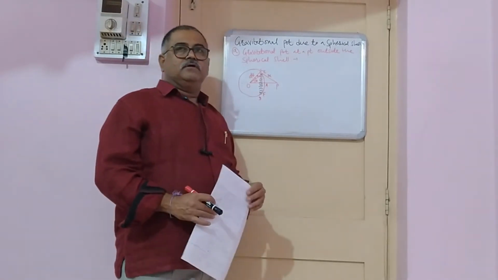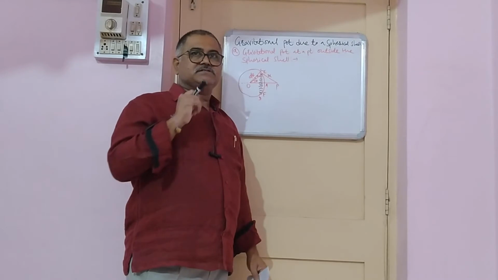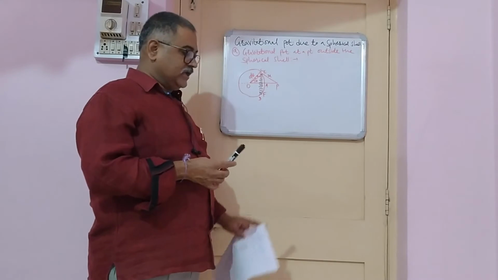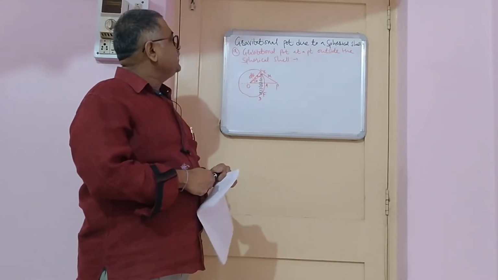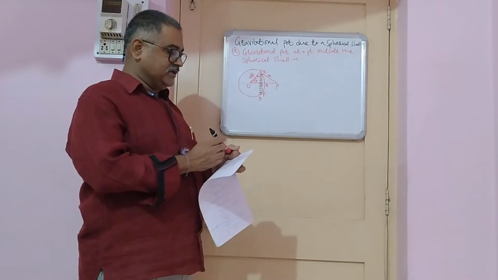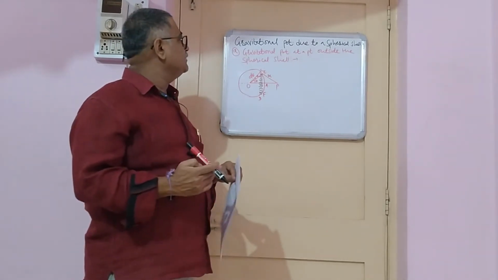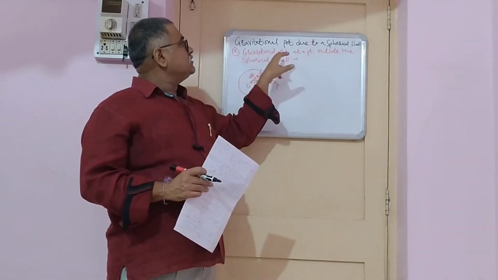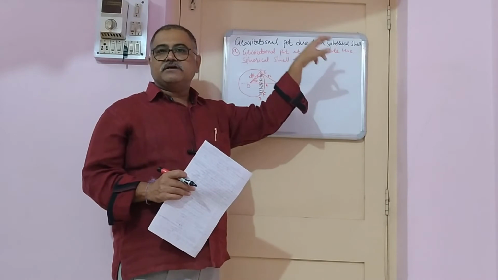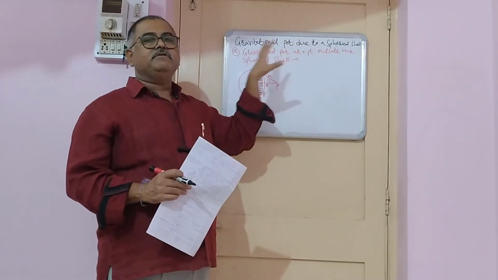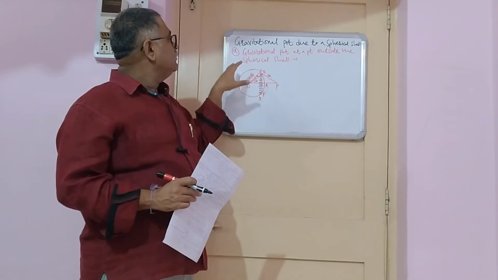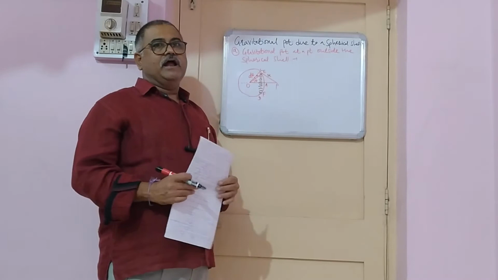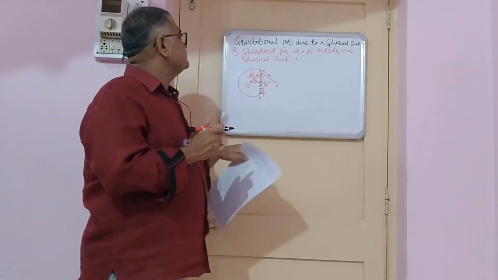मित्रांनो, आपण मेकॅनिक्स हा चॅप्टर बघत आहोत. त्यात ग्रॅव्हिटेशनल पोटेन्शियल ड्यू टू अ स्फेरिकल सेल याविषयी आता आपण विचार करणार आहोत. See in this gravitational potential due to a spherical shell, again it has three cases. First case we will see here: gravitational potential at a point outside the spherical shell.